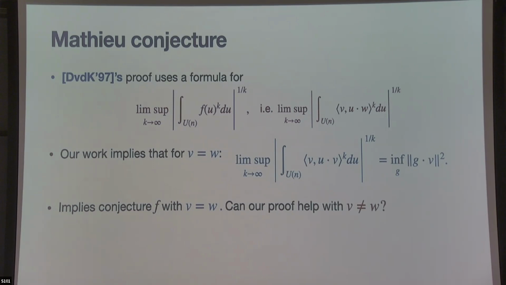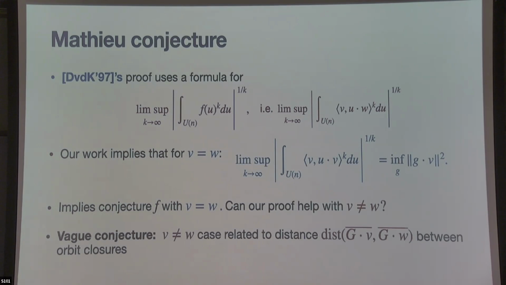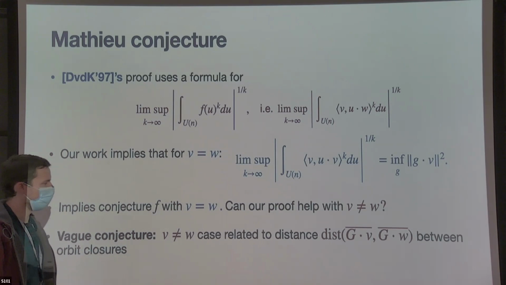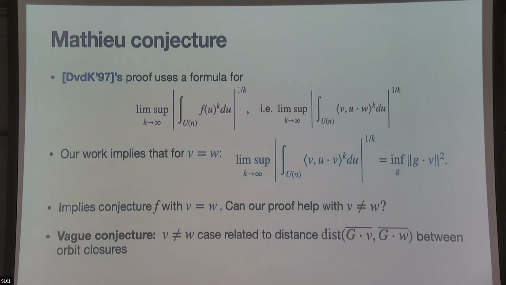And I have a feeling that making this work for v not equal to w has something to do with the distance between the orbit closures of the points, but I'm not sure what exactly it should be. So maybe, for the sake of time, I'll skip the abelian Mathieu conjecture and we can go back if people are interested. But here's some open stuff.